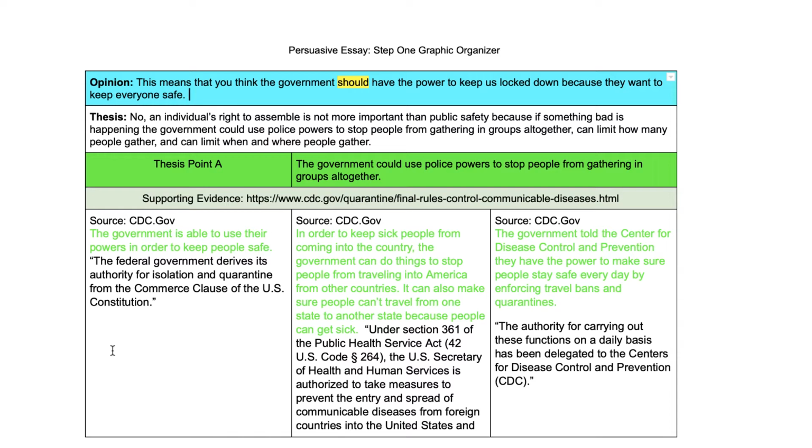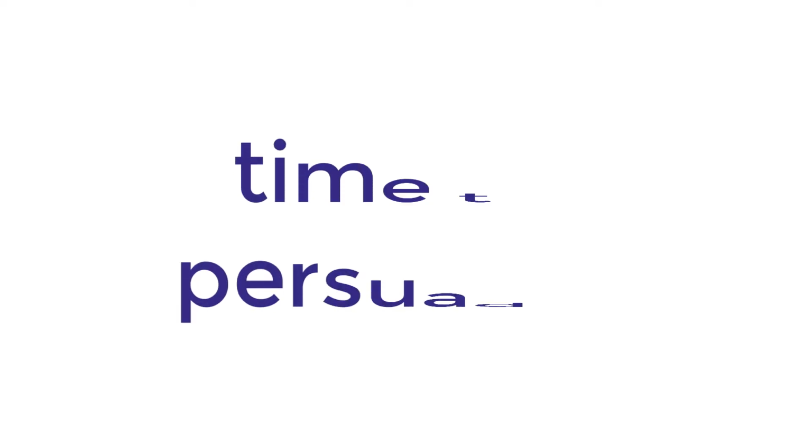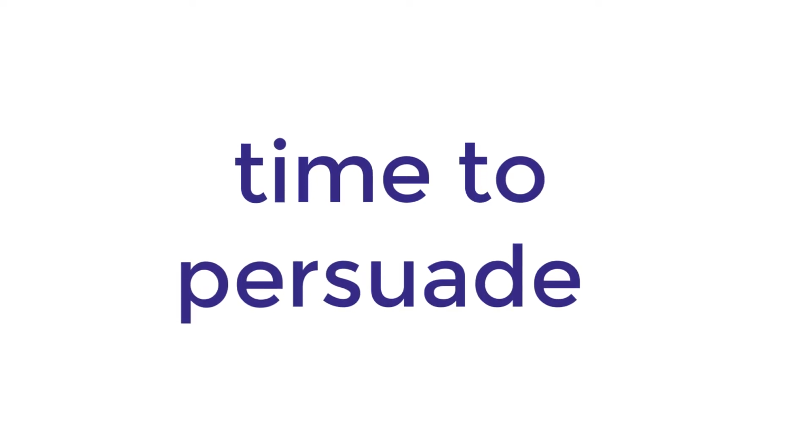So here we are, you've picked your opinion. You had a choice of 2 opinions. You either agreed that the government should be able to lock us down, or you thought that the government should not be able to lock us down. So in this opinion, you think the government should have the power to keep us locked down because they want to keep everybody safe. If that's your opinion, now persuade your reader.